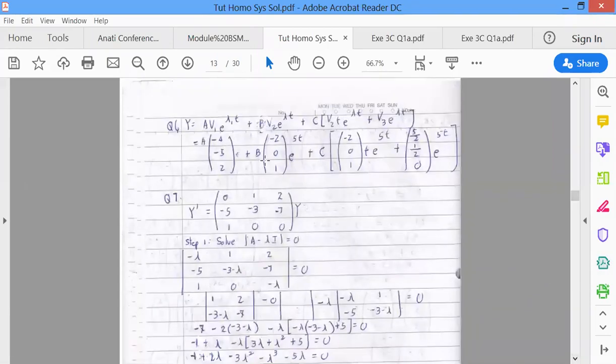After that, the solution is A v1 exponent lambda 1 t. So this is your v1. Lambda 1 is 0, so it's only a constant vector. B v2 exponent lambda 2, equal to lambda 3 equal to 5. So B v2 exponent 5t plus C. Since lambda 3 is a repeated eigenvalue, its solution is C (v2 t times exponent lambda t plus v3 exponent lambda t). So this is a v2, this is a v3.